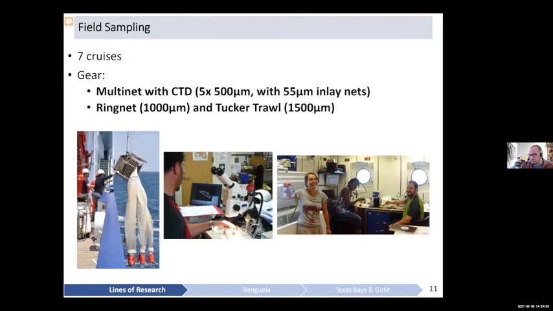For the Genus project, we did 7 cruises. We used open and closing nets, a multinet with a CTD, as the main gear, and also supplemented that with catches by ring nets and a Chukka trawl, just to collect both larger fish larvae and also a larger amount. They were larger from the diameter.